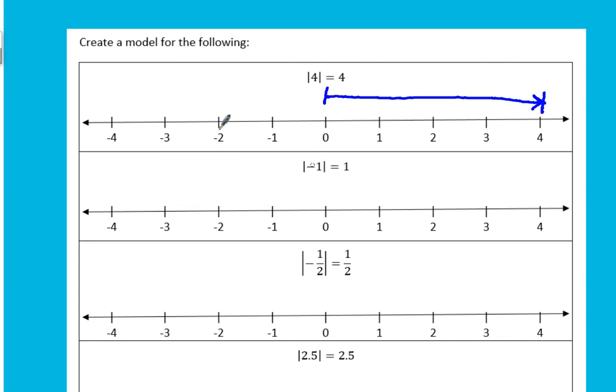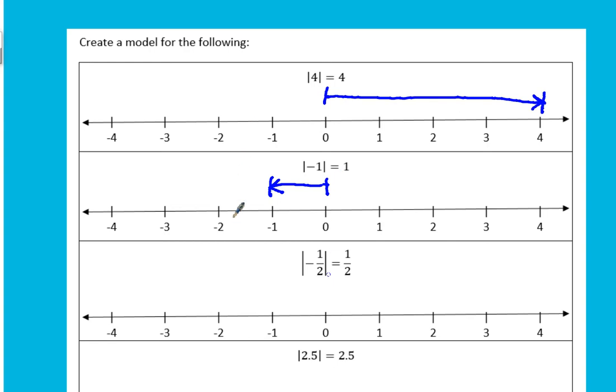Moving on to our next example, we're finding the absolute value of negative 1 equals 1. So again, start at 0, go to negative 1. So our arrow is facing to the left this time because we have a negative number inside our absolute value bars. We add our bars around our arrow, and now we have a model for the absolute value of negative 1 is 1 length long, or 1 unit long, so it's equal to 1.